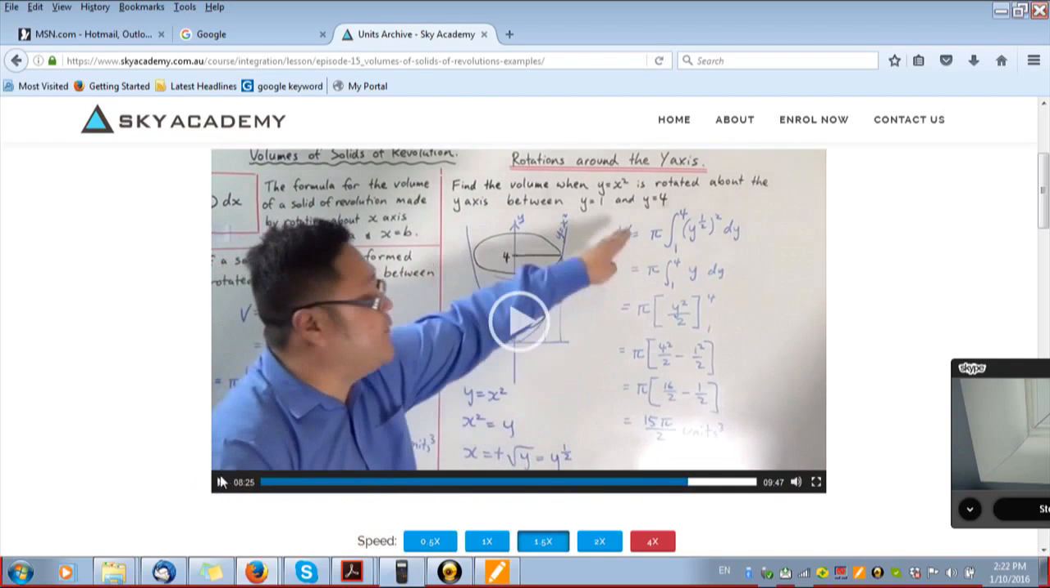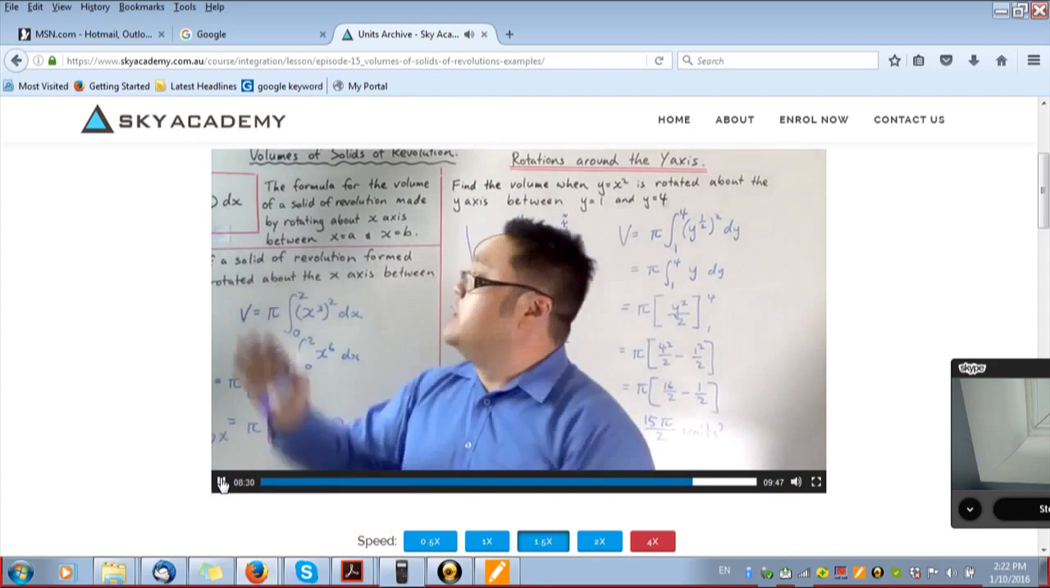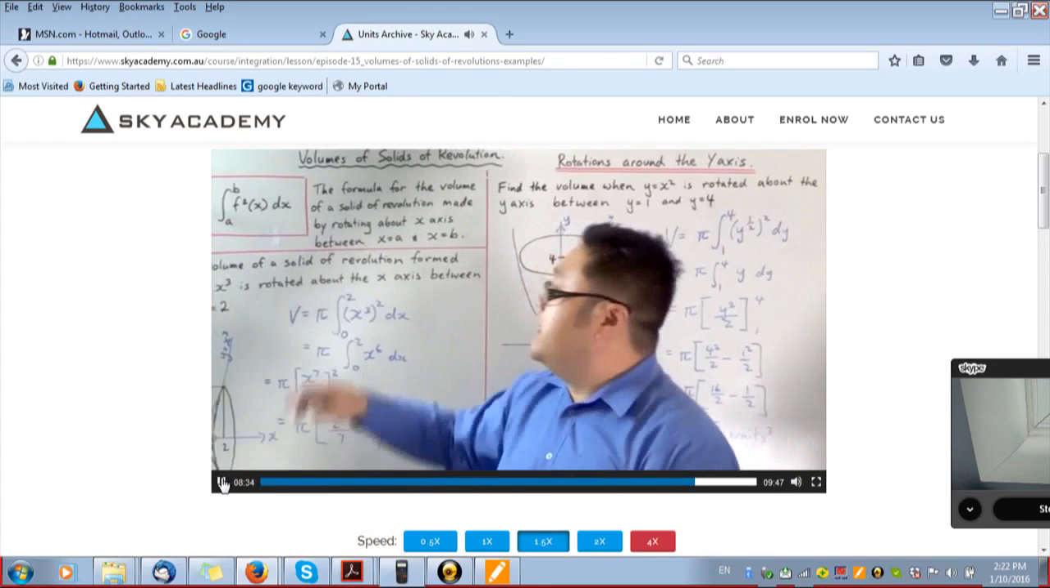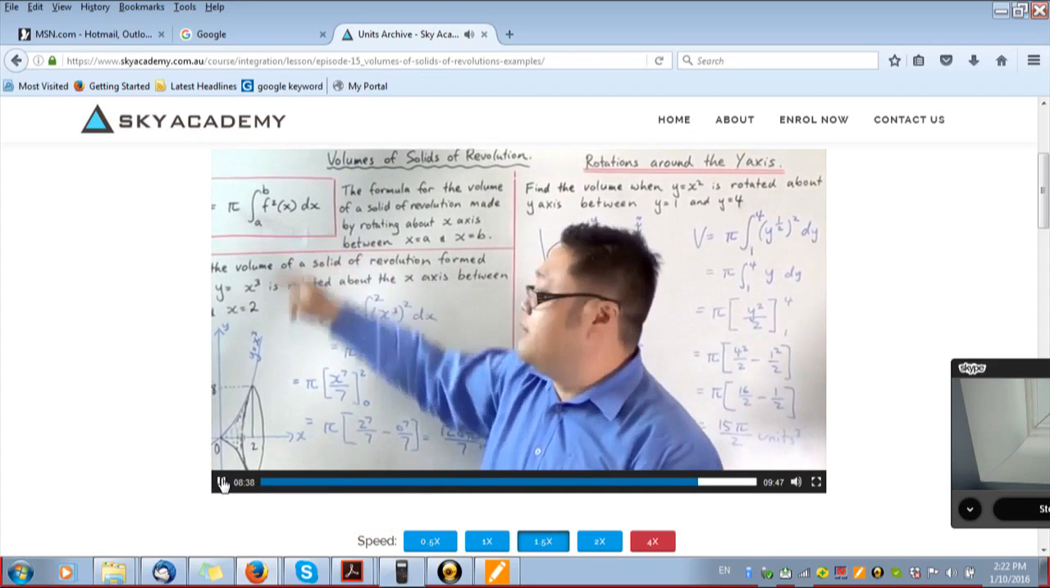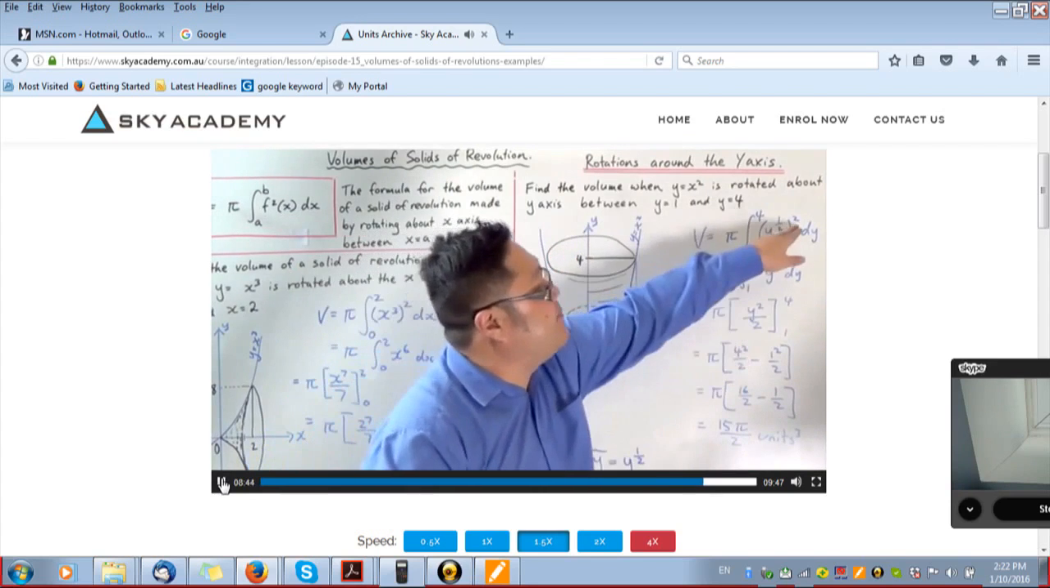Does that make sense? So hopefully you can follow the algebra, but the key thing to notice with these sort of questions, when you're doing volumes of solids of revolution, is that you need to square the function, right? Just like we squared the function there, and we squared the function there, right?